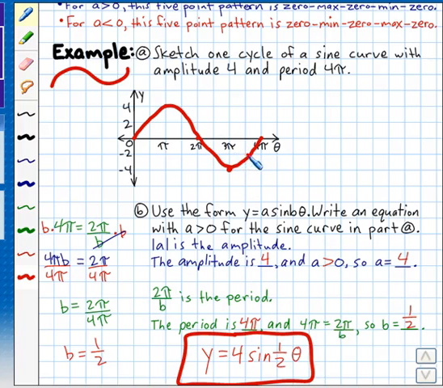Now remember the steps that we followed. We sketched our graph of one cycle of the sine curve using the amplitude and the period, and we set up our axes with scales depending on that amplitude and period. And we wrote our equation using the amplitude and the period and the properties of a sine function that we covered in the beginning of this tutorial.